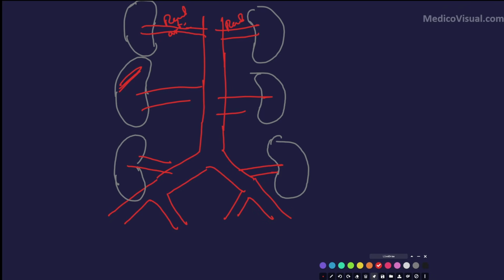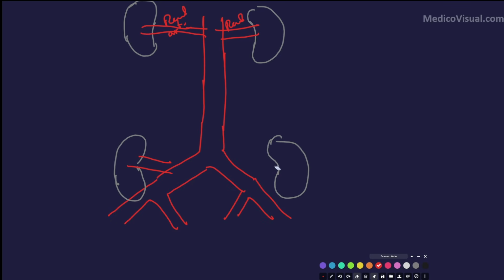As the kidney ascends upward, all these remaining branches are also destroyed, and ultimately the blood that is going to the kidney is derived from the lateral branch of the aorta, and that lateral branch of the aorta is from the lumbar region of the aorta. So that was about the formation of the kidney.